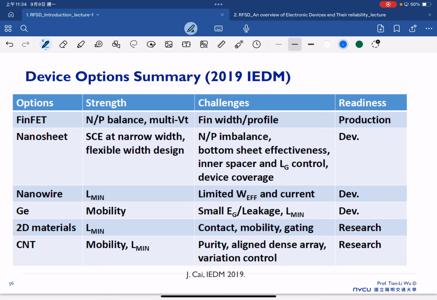So here is some more detail related to the different logic scaling roadmap. On the left hand side, this is a tri-gate FinFET. As you see, this was developed in university in 1999, but so far we are still mainly using the FinFET. Of course, there's a difference in the pitch and fin height, but the basic structure of FinFET is very similar.